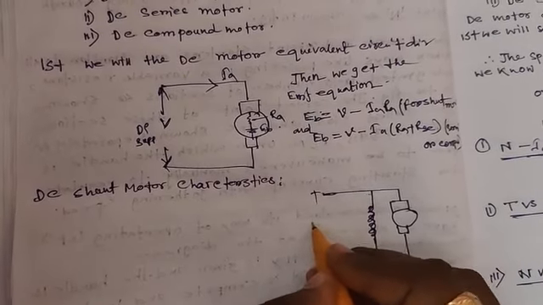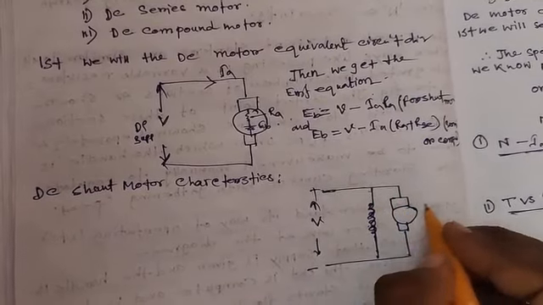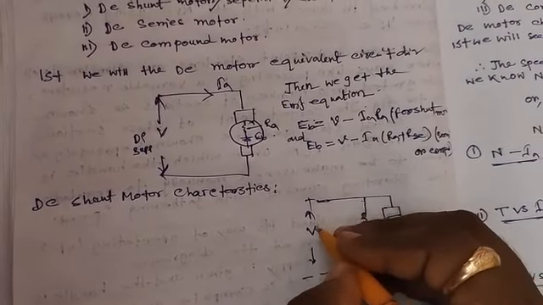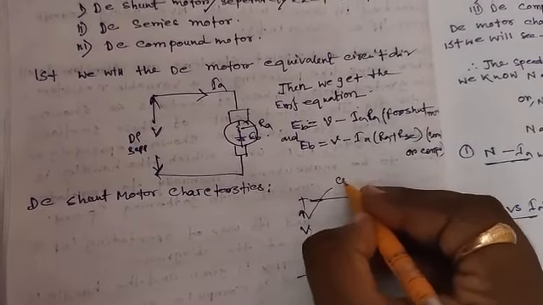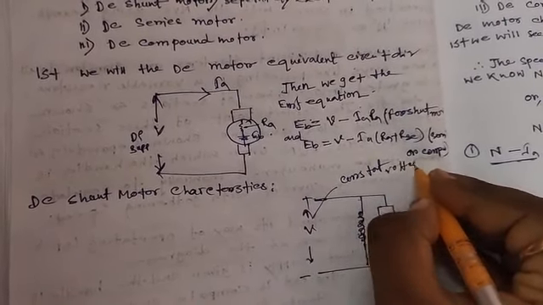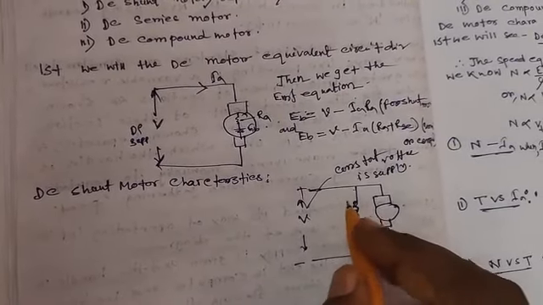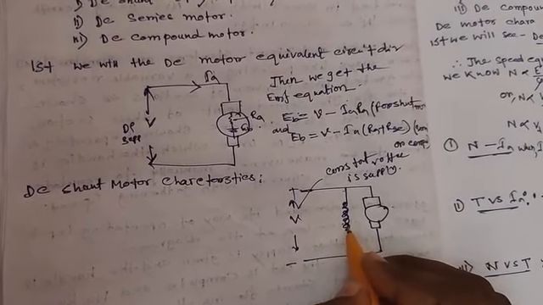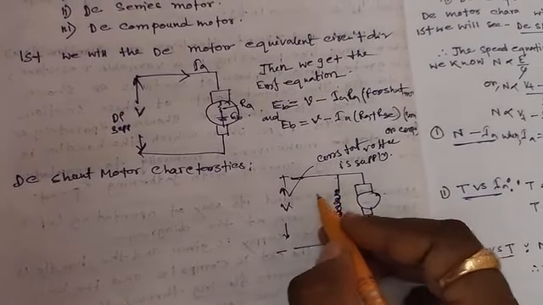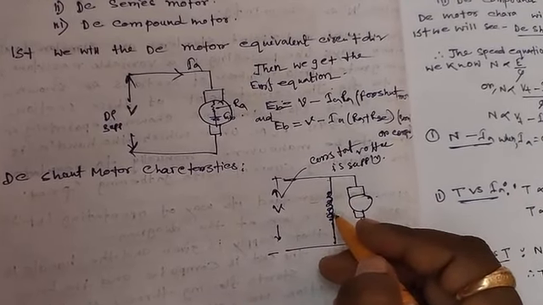This is the DC supply, plus and minus voltage. This is the field winding, and this is the armature winding. The supply voltage is a constant voltage. When the constant voltage is supplied, the flux distribution in the field winding will also be constant.